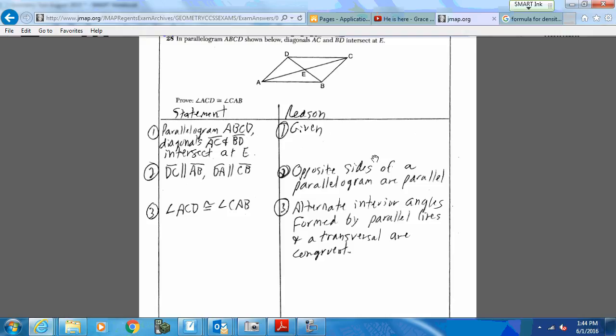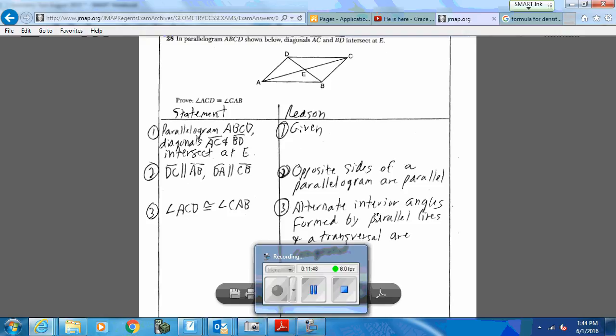So alternate interior angles. If I were to extend this line, CD, keep going here, and then AC is extended, CAB is alternate interior with ACD. Those are alternate interior angles. And if you know that these lines are parallel, CD and AB, then this line AC going through is going to create alternate interior angles that are congruent. All right? So that is number 28.